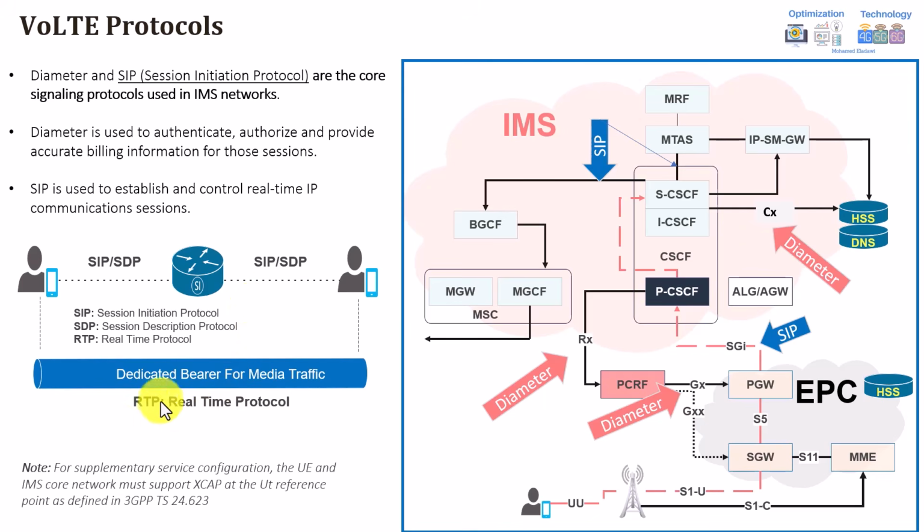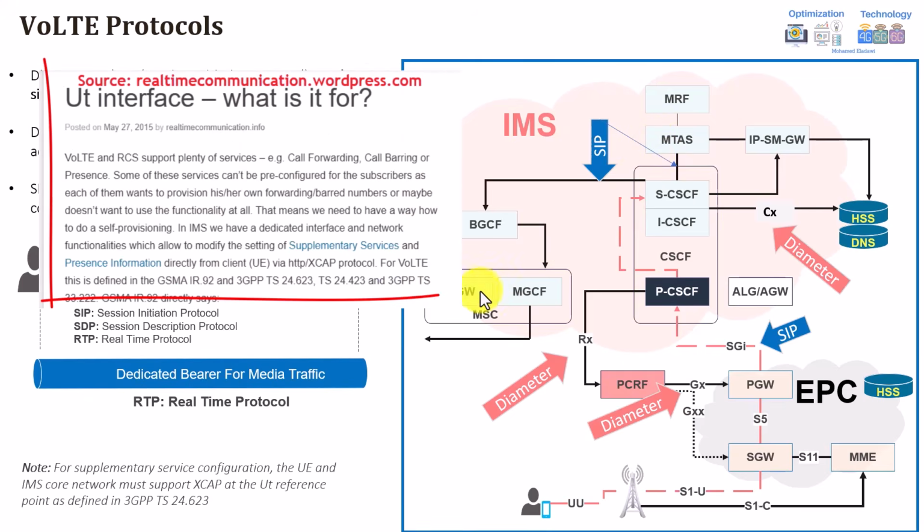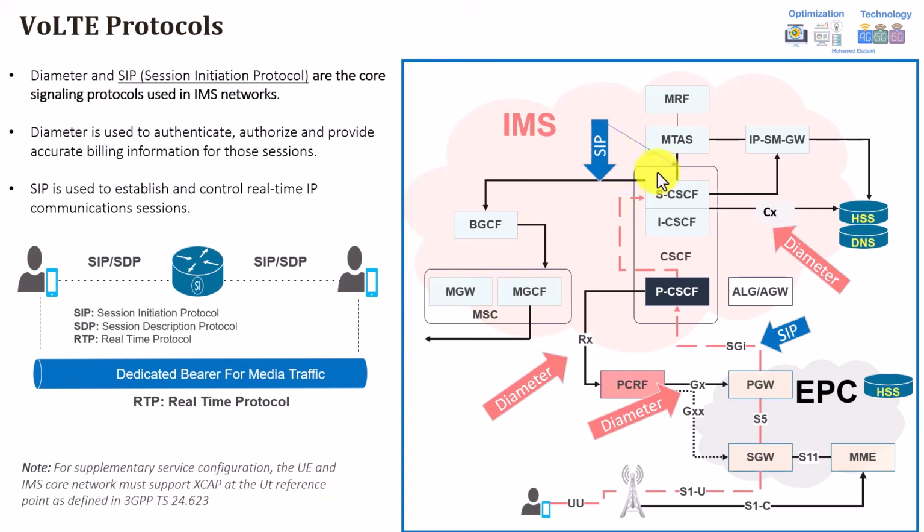The last protocol is the Real-time Transport Protocol, which is used to carry the media traffic, and it is carried through the dedicated bearer. There is also one interface and protocol between the users and the MTAS directly. It's called the Ut interface, and it uses a protocol called XCAP, used for supplementary services as mentioned here. If you'd like more details, you can refer to the documentation about this point. So now let's move forward to the next part.